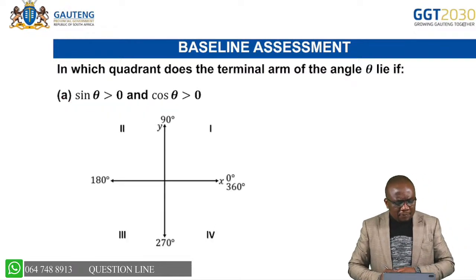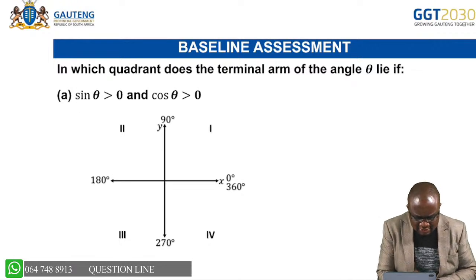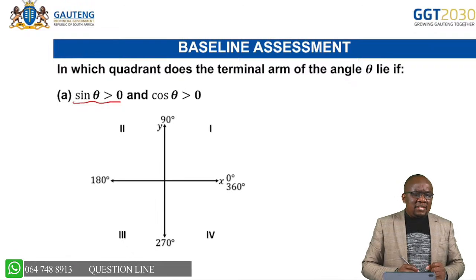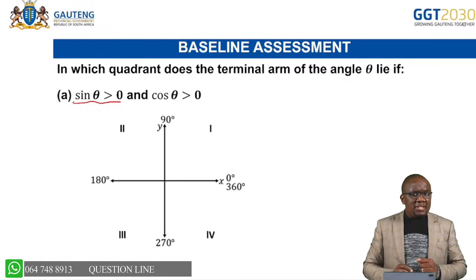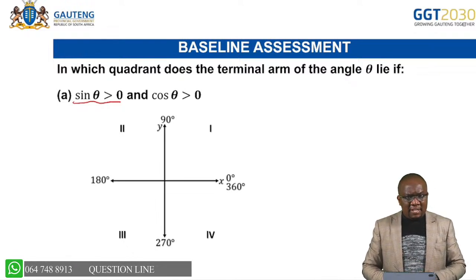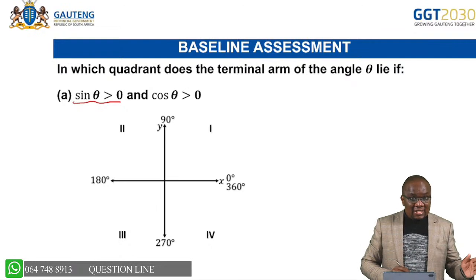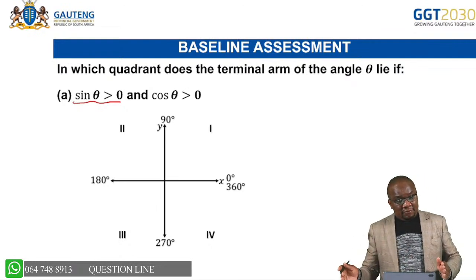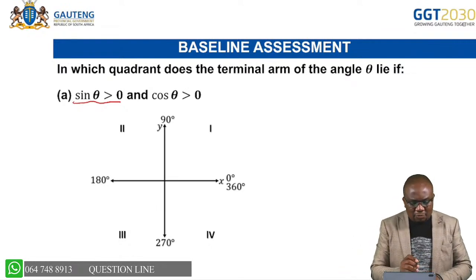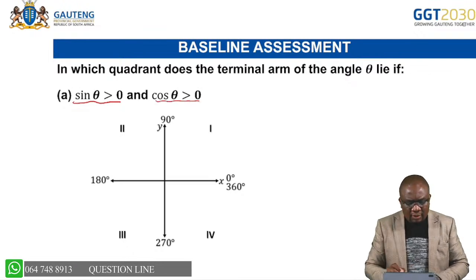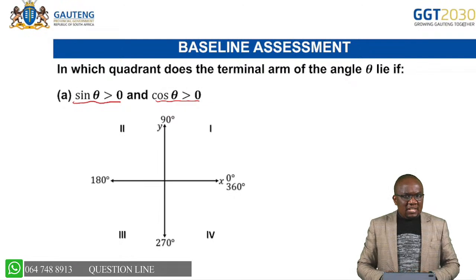Right, now, sine theta greater than 0. What is the meaning of this? It means that sine theta is positive. Greater than 0 means positive. Do you remember that? Remember the number line. We've been doing the number line since primary, isn't it? Less than 0 is negative. Greater than 0 is positive. Okay? So sine theta greater than 0 means positive. And then cos theta greater than 0 also means cos theta is positive.